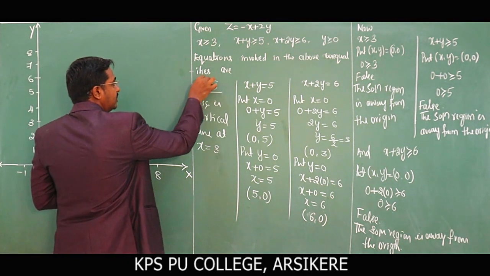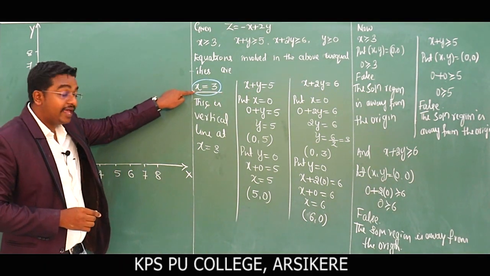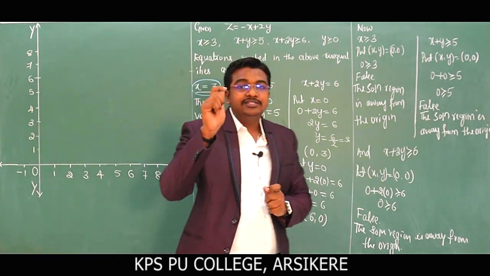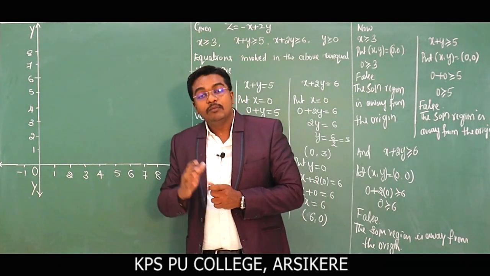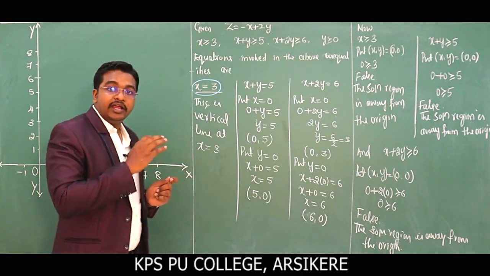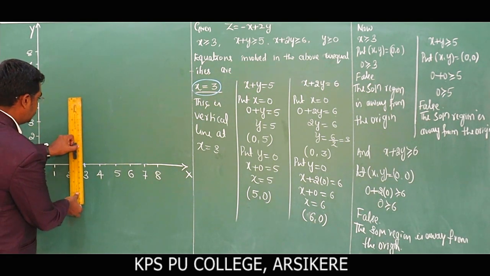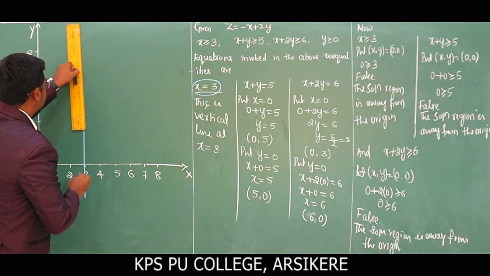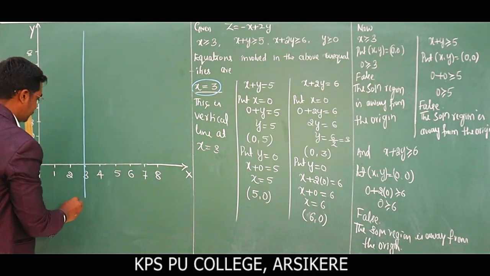Now draw the graph for these inequalities. First, for the inequality x greater than or equal to 3, we take the equation x is equal to 3. What is x is equal to 3? We already discussed it. x is equal to 3 is a straight line parallel to the y axis, or perpendicular to the x axis, 3 units to the right of the origin. Here we have the point 3. So draw the vertical line. If I extend it, it's a line. Okay, this is the line.